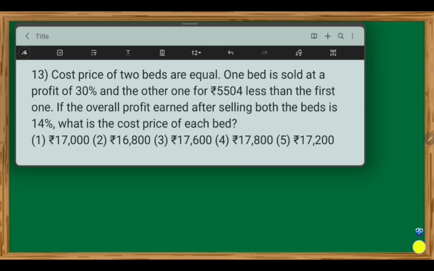Okay, look at the 13th question. Cost price of two beds are equal. One bed is sold at a profit of 30% and the other one for rupees 5,504 less than the first one. If the overall profit earned after selling both the beds is 40%, what is the cost price of each bed? 5 choices are given. At first, try yourself.